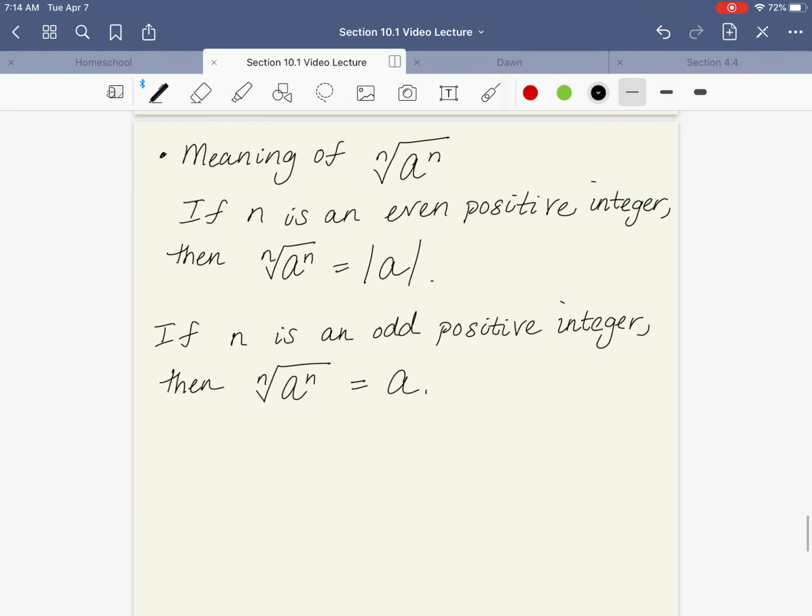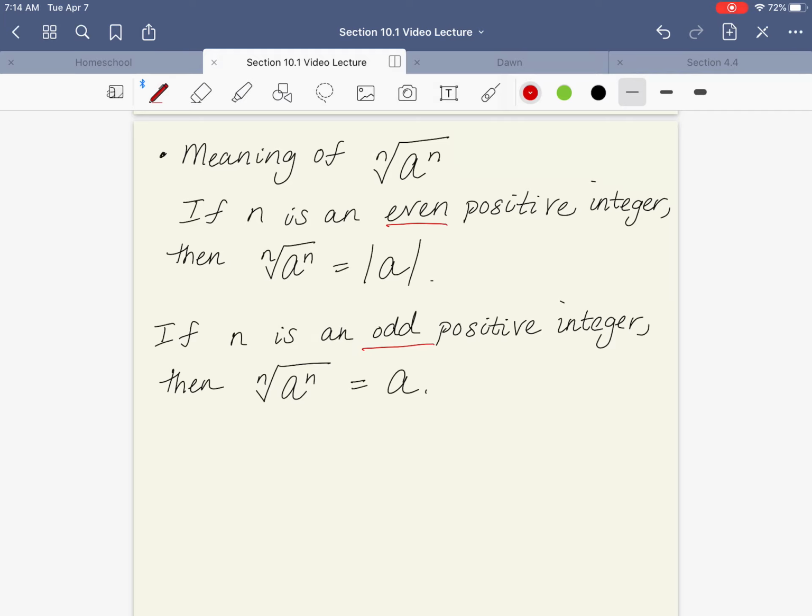All right, so the meaning of the nth root of a to the n power says if n is an even positive integer, then the nth root of a to the n is equal to the absolute value of a. So that's if it's even, you get the absolute value of a. If n is an odd positive integer, then the nth root of a to the n power is equal to a. So if it's even, absolute value. If it's odd, no need for the absolute value.